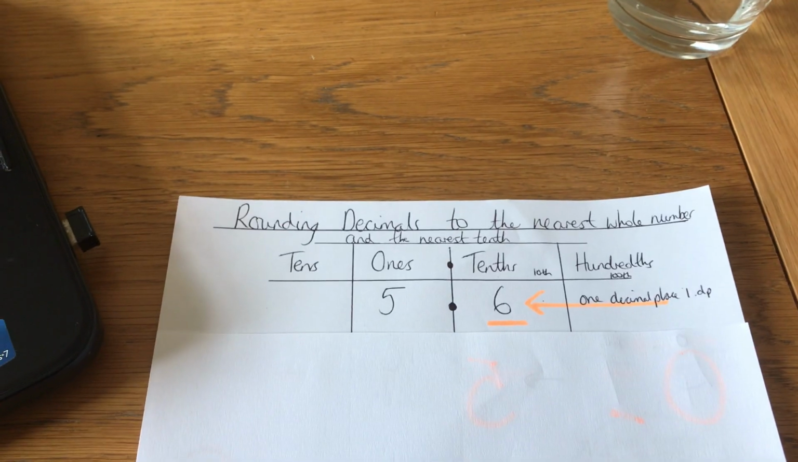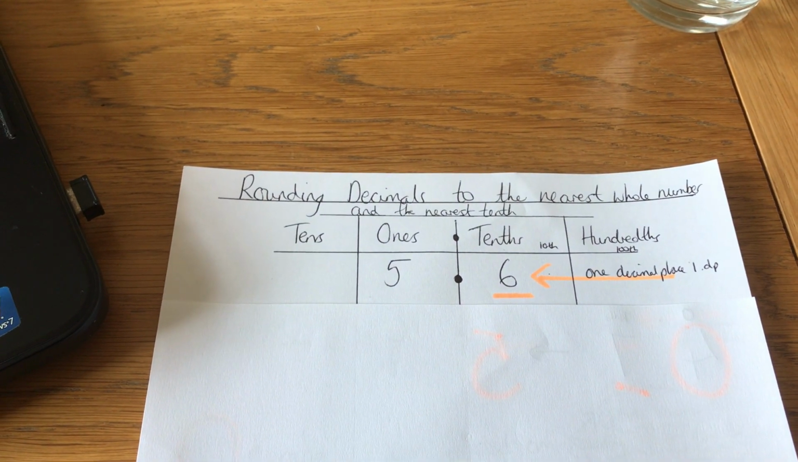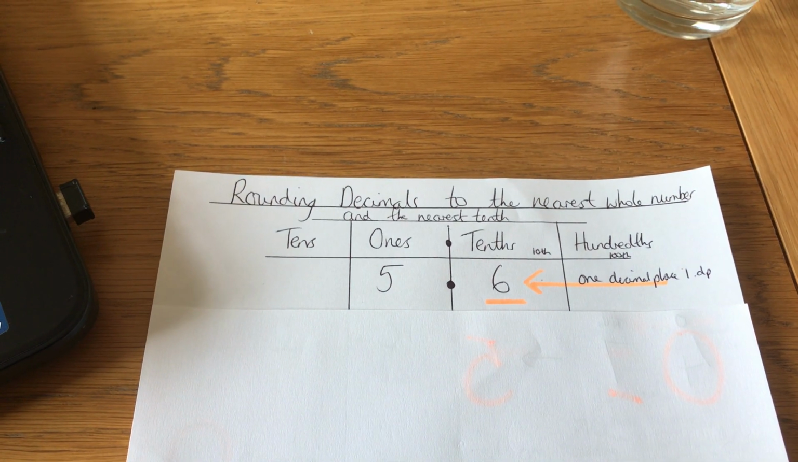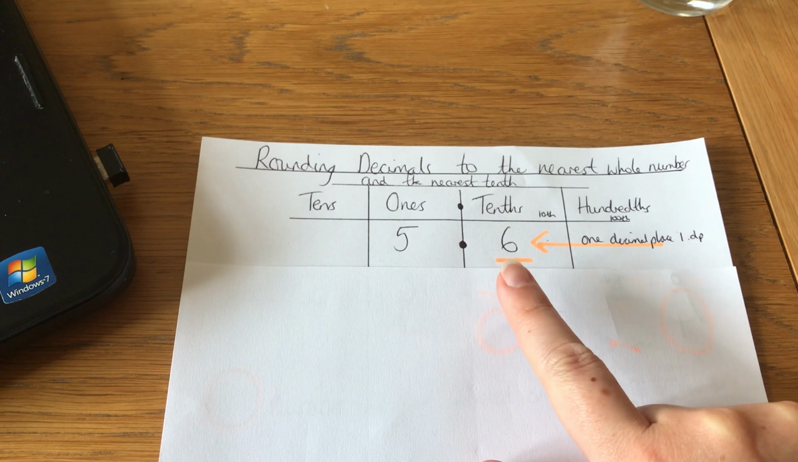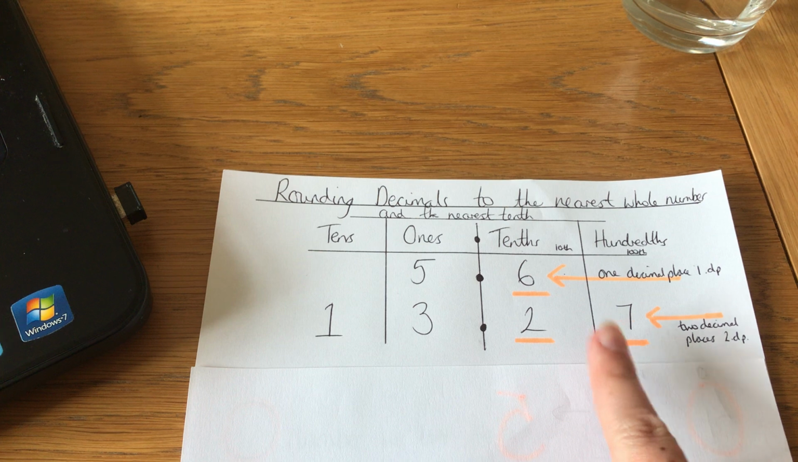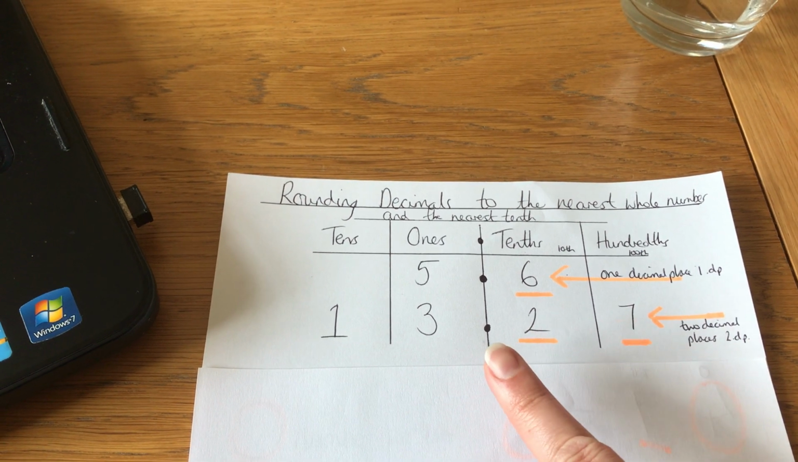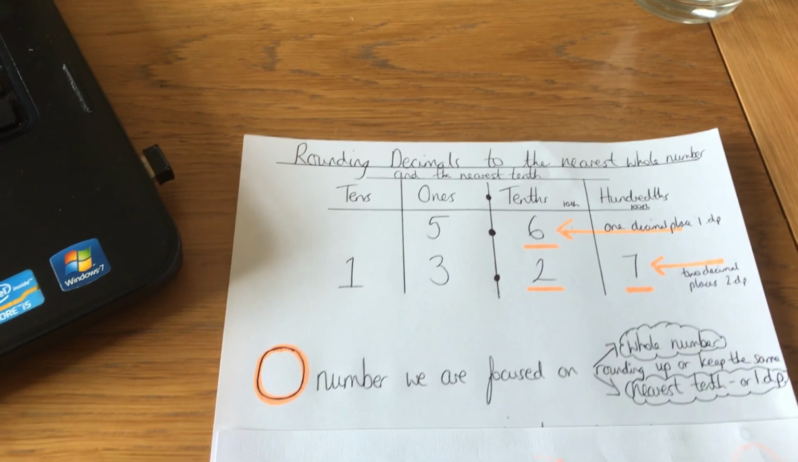So let's first of all think about what it means by one decimal place. So here we've got a number of 5.6. One decimal place means that there is one digit after the decimal point. And then if we look at the second number, 2 decimal places has got 2 digits after the decimal point. Okay, so that's just something to think about.